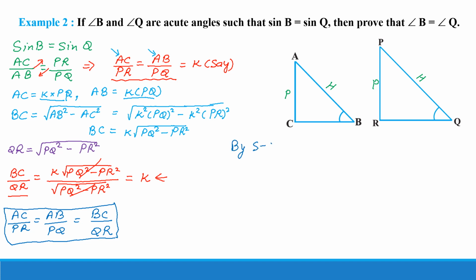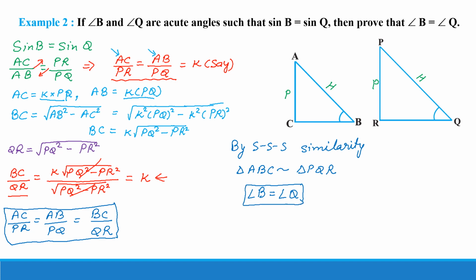And we know that if in a triangle the ratio of all three sides are equal, then by SSS similarity criteria, we can write that triangle ABC is similar to triangle PQR. And when the triangles are similar, we know that all the corresponding angles are equal, and hence angle B is equal to angle Q. So this is how we can use trigonometry to prove this. Moving ahead to the next problem, we will take one more question today.